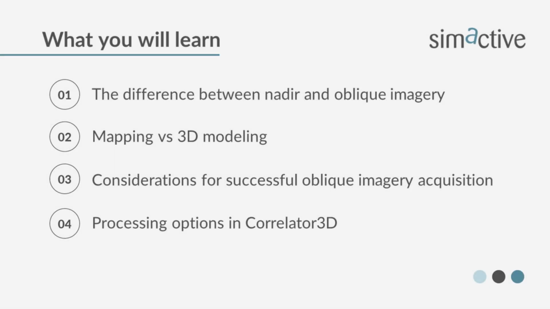So yeah, in this format, it's a workshop, so we're kind of like a tutorial. We're going to talk about using obliques in mapping, and again, whether or not they're necessary. That'll lead us a little bit into modeling. The topics that we're going to cover are the difference between nadir and oblique imagery, mapping versus modeling, considerations for successful oblique imagery acquisition, and then processing options in Correlator 3D.